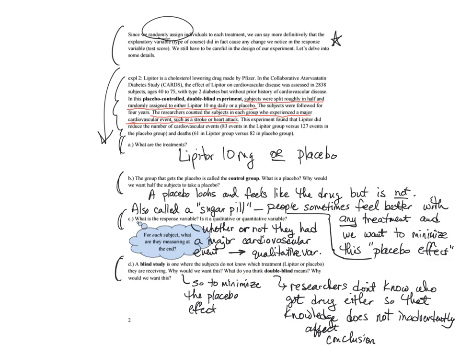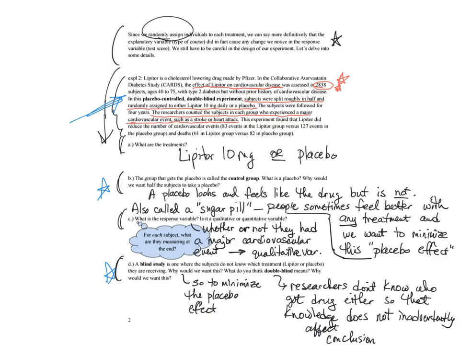Okay, so we've got this Lipitor drug, which was made by Pfizer. And this big old study was trying to determine the effect of Lipitor on cardiovascular disease, right? And so they took 2,838 people. Notice I do have some nice bold terminology there, and I always try to boldface terminology so you can pick it out easily. So we've got a placebo-controlled double-blind experiment, it tells us. And both of those concepts are going to be talked about down here.